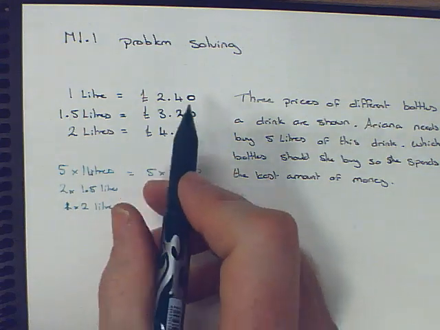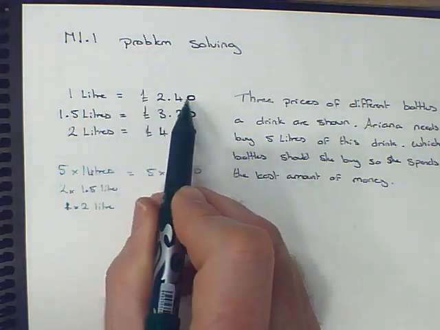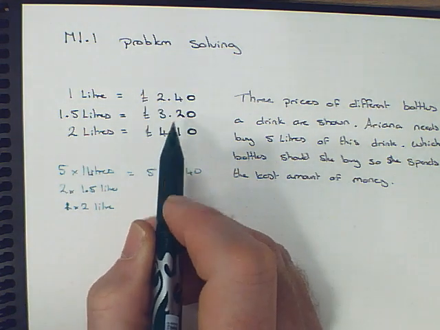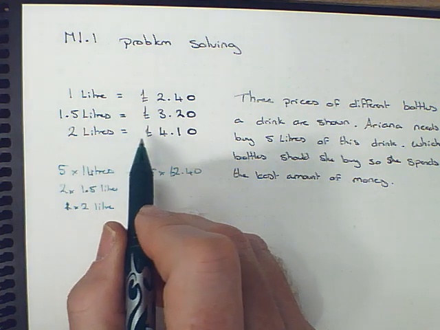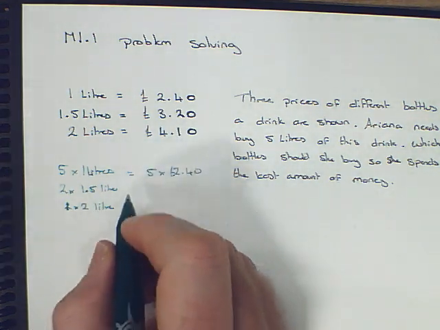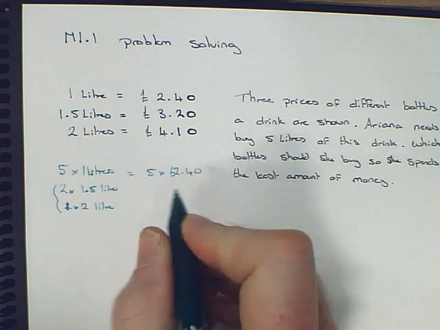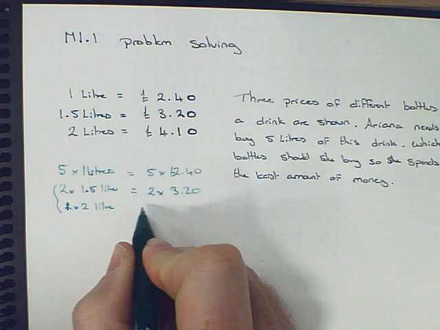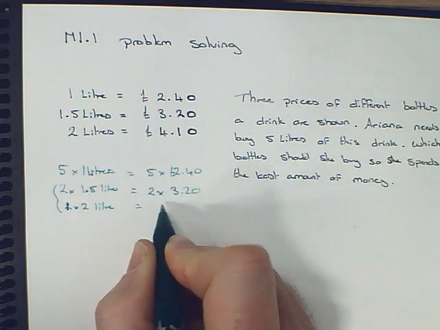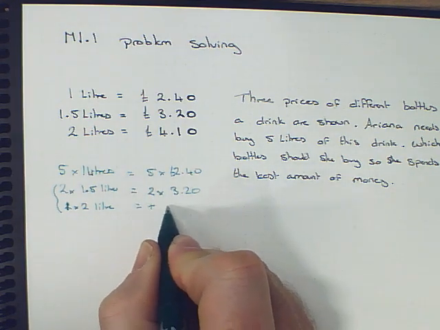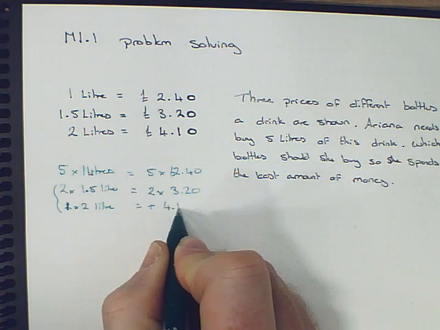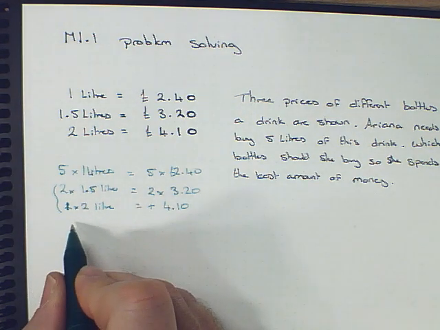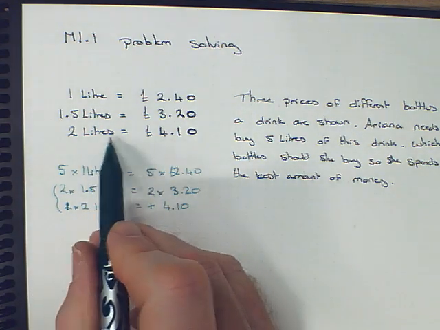The reason for that instead of 2 1-litre bottles is, if we have a look at the 1-litre bottle, we can clearly see that 2 of the 1-litre bottles would be more than 1 of the 2-litre bottles, so it's not worth the value for money. So we can put those together. That would be 2 multiplied by £3.20, and then we would add £4.10.